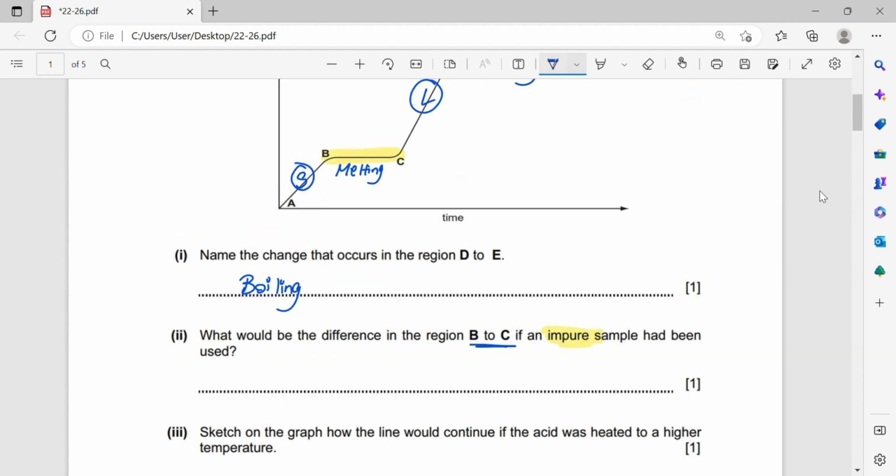Question 2. What would be the difference in the region B to C if an impure sample had been used? What will happen to the melting point? The melting point will decrease. So if it is impure, the melting point will decrease. So what happens to the temperature? What's the difference here? It will be a lower temperature. In other words, you can say over a range of temperature. Melting will occur over a range of temperature and there would be no plateau.